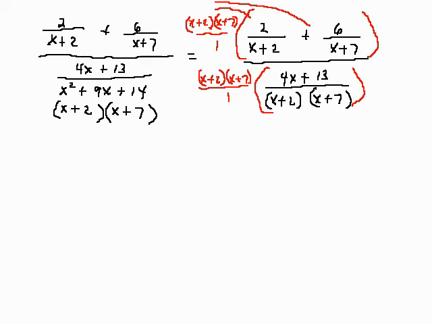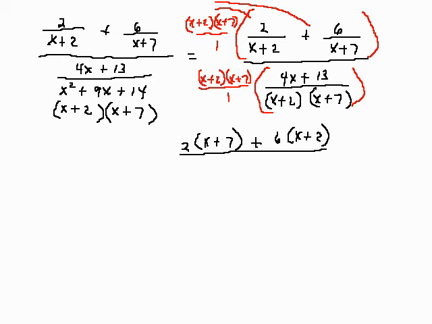What happens is in the first fraction, the x plus 2's go out, leaving us with 2 times x plus 7. Plus, the second fraction, the x plus 7's go out, and it leaves us with 6 times x plus 2. All over, in the denominator, the x plus 2's and the x plus 7's.